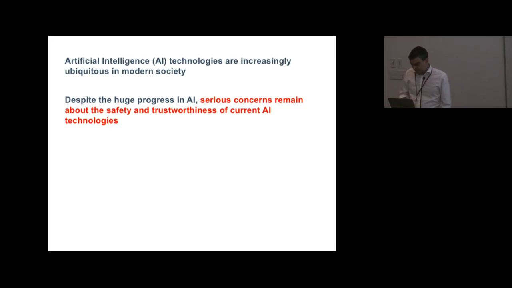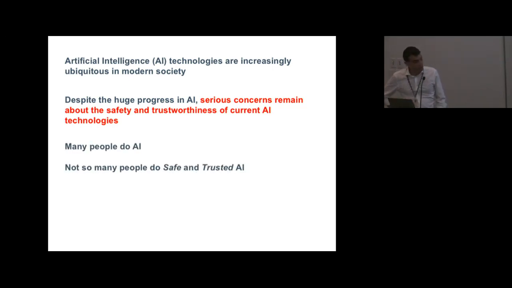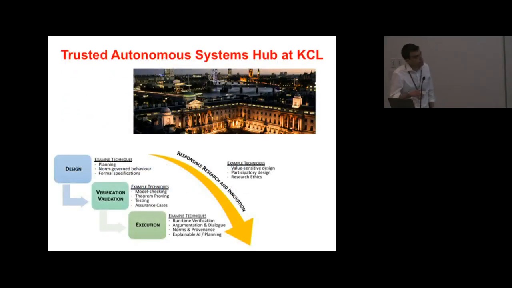My selling point here is that there are many people who do AI, but there are not so many people who do safe and trusted AI, meaning people that are trained and do research on safe and trusted AI. And perhaps some of you will, inspired by this talk, I hope. So why am I talking about these things, and why have I been focusing my research on them over the last two years? One reason is that at KCL, King's College London, where I come from, they created this Trusted Autonomous Systems Hub, and I was asked to lead this hub.